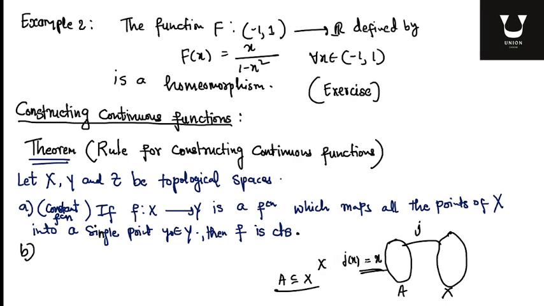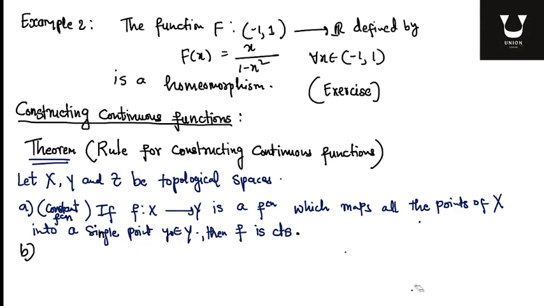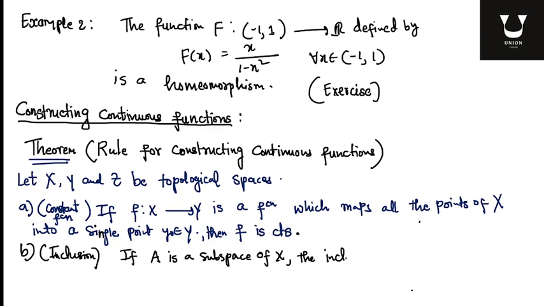Then this function is called the inclusion map, right? This is called the inclusion map. Then in that case, the function will be continuous. Okay, so this is what the second part of the theorem says. So this is about the inclusion. It says that if A is a subspace of X, the inclusion function j from say A to X is always continuous.